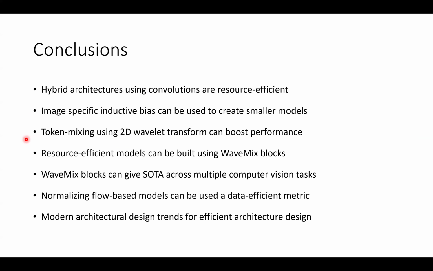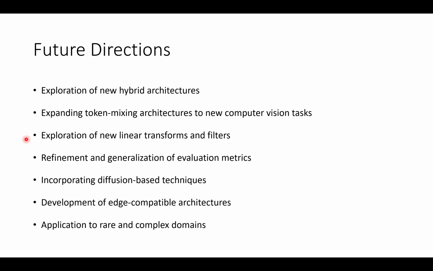We need to look for data efficient metrics, and normalizing flow-based models can actually serve as an evaluation metric for generative models. And when we look at efficient architecture design, we can see we have to choose it based on how much data we have, what kind of domain we are testing, and what architecture is suitable for that particular domain. Because it's not one size fits all. There cannot be a single architecture that will work with all kinds of image data domains.